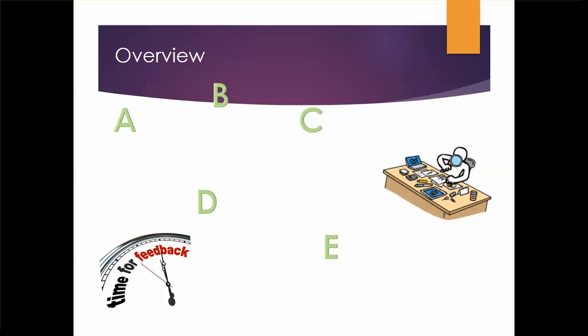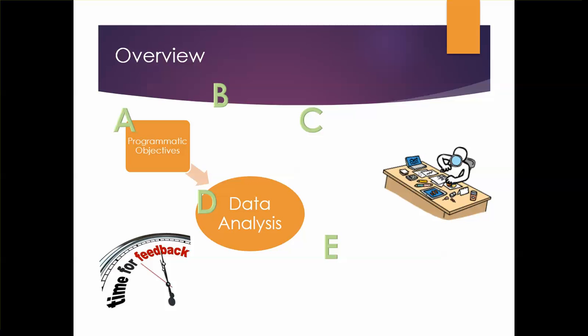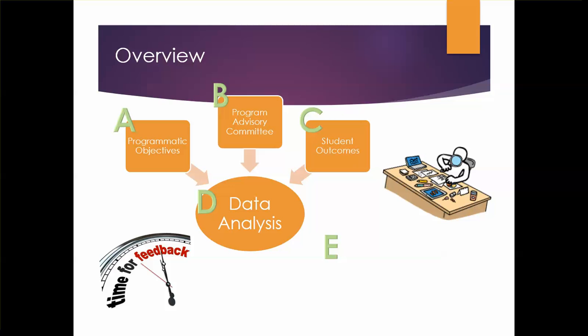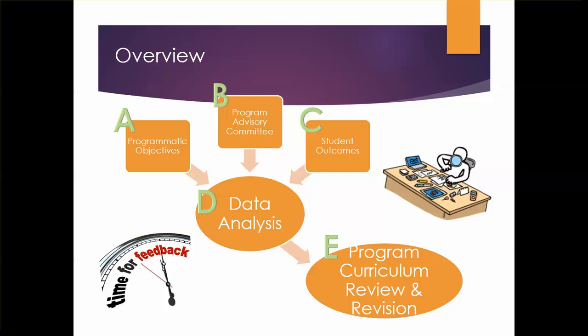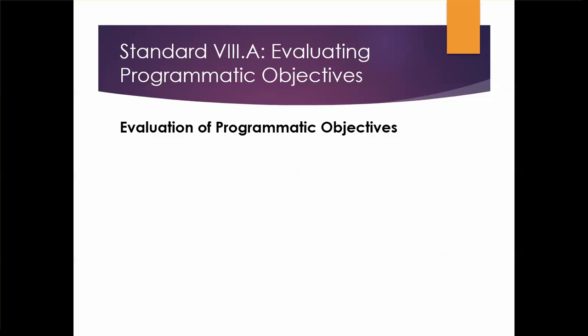So there are 5 components to program effectiveness. Now, data analysis is obviously an important part of them. So the first 3 sections include what must be analyzed. So part of this is the evaluation of your programmatic objectives that we've already mentioned, having a program advisory committee feedback and looking at student outcomes. This data analysis then leads to program and curriculum review and/or revision. So let's take a look at these. First of all, we'll go in order here.